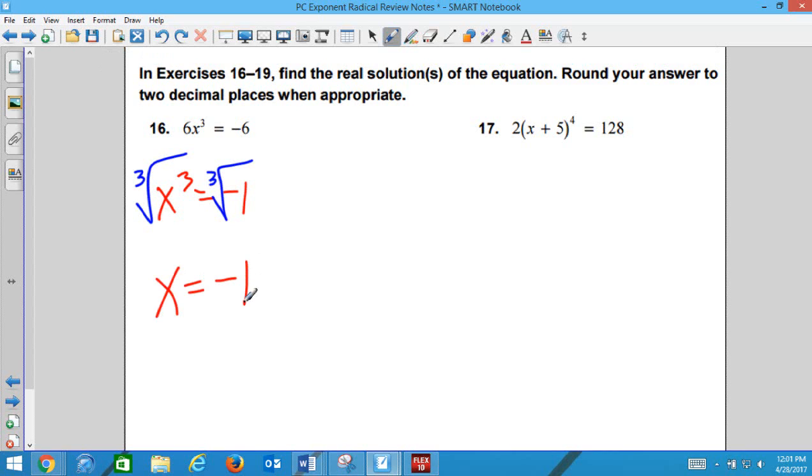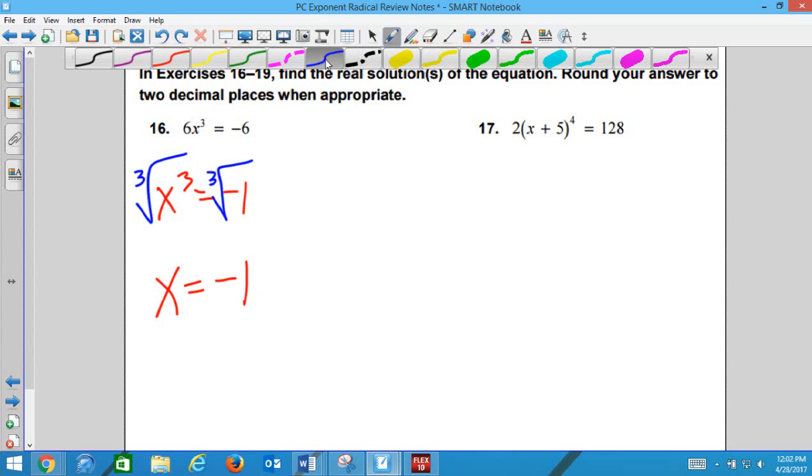It's -1. Any root of a 1 is going to come out being a 1. Any odd root of a -1 is always going to be -1. Can't take an even root of -1. Why? It's negative, and it would be imaginary, right?